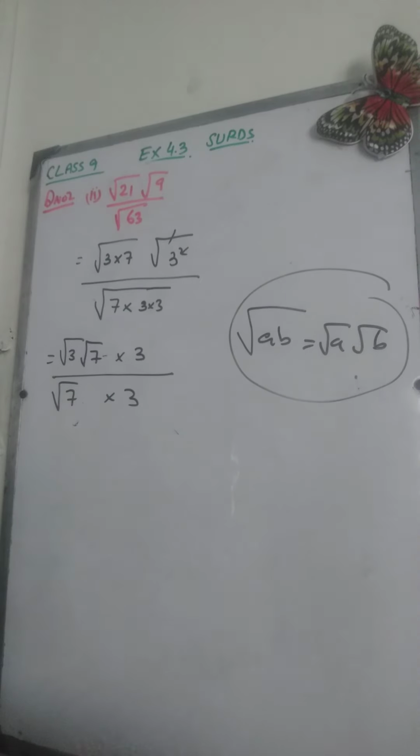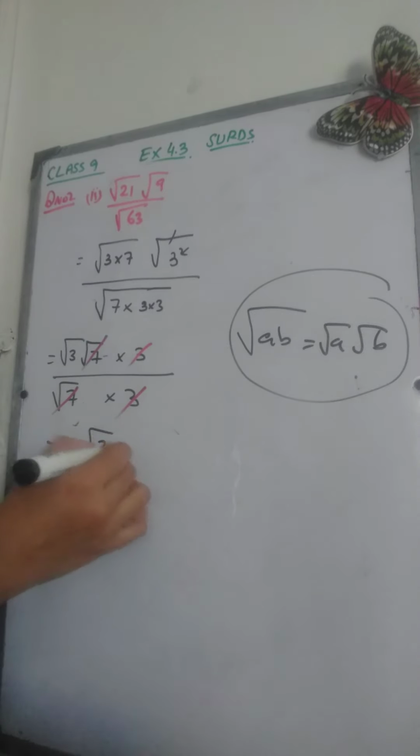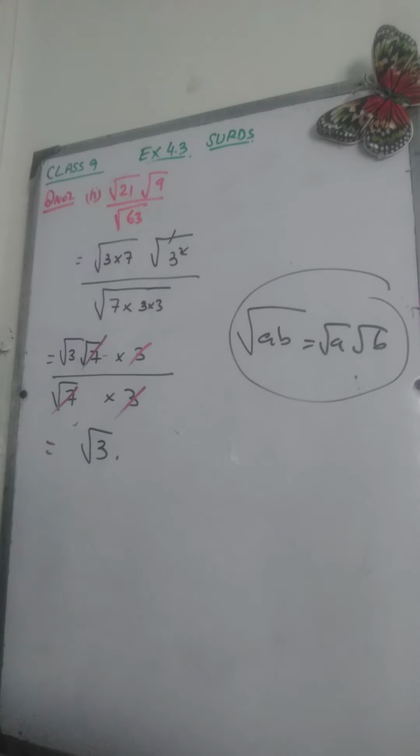After this, what do we get? 3 will be cancelled out with 3, 7 with 7, and the answer will be equal to under root 3. That's it.